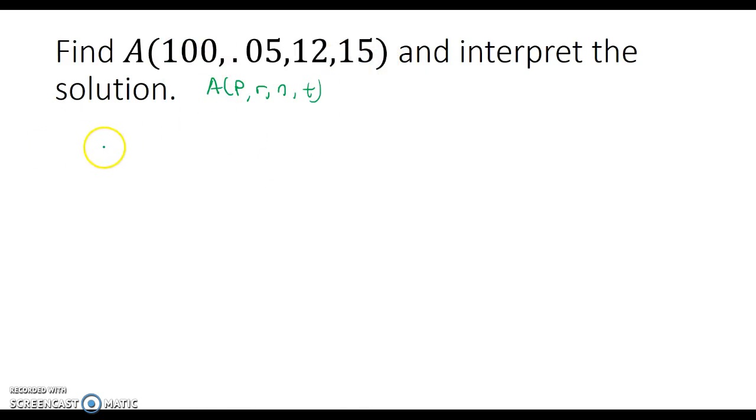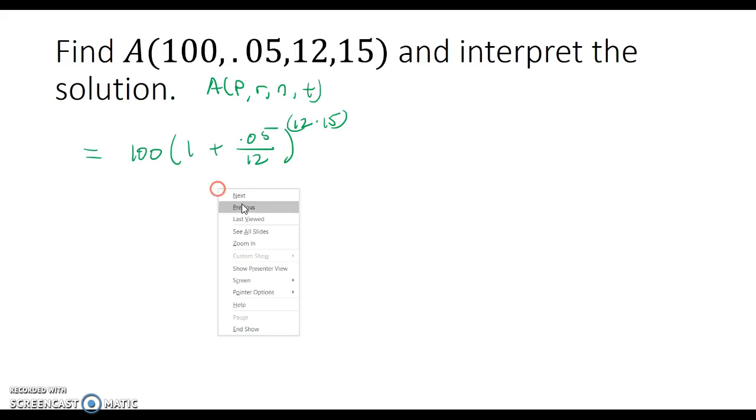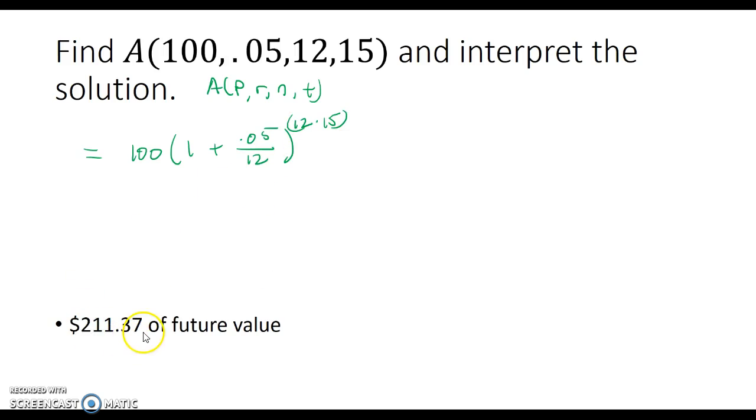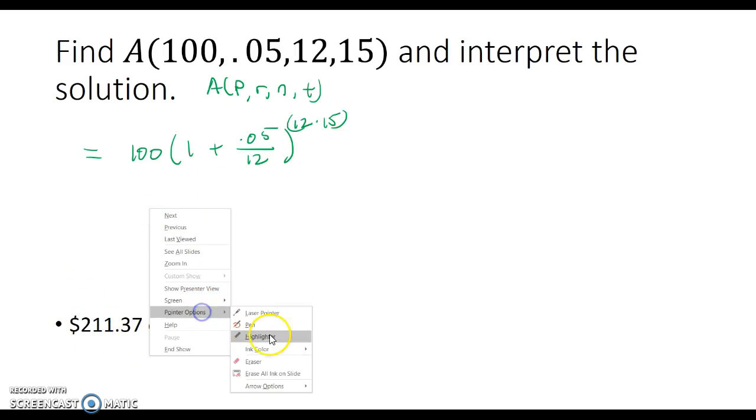So as long as we know what each of these represents, so A of 100, r of 0.05, n of 12, and t of 15 would be $100 invested at 5% interest compounded monthly to the 12 times 15 years power. And if we do that math, we get $211.37 as the total amount of that future value.